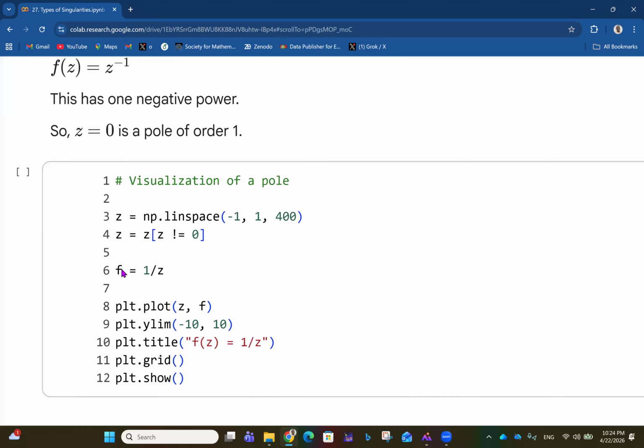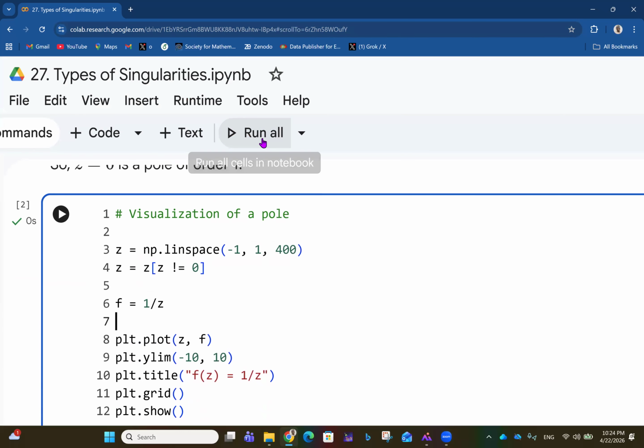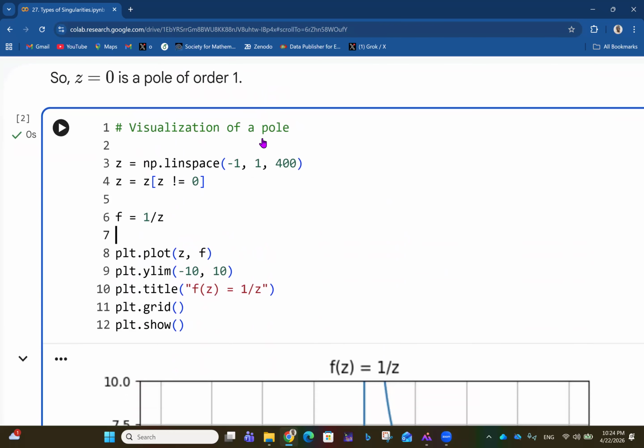So we can visualize this now for 1 over z. We define all these z from -1 to 1 in 400 divisions. So z is such that z must not be equal to 0, because that's a point of discontinuity. That's a pole right there.